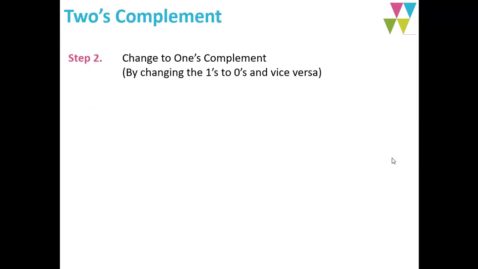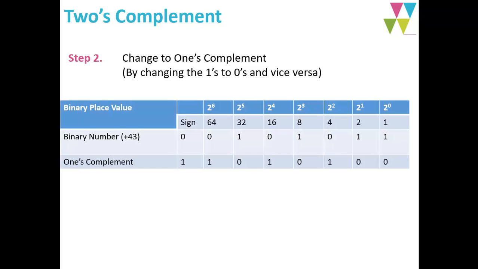The second step then is to convert it to 1's complement. Now, converting it to 1's complement, as you can read, all the 1's become 0's and vice versa. So 0 becomes 1, 0 becomes 1, 1 becomes 0, 0 becomes 1, 1 becomes 0, 0 becomes 1, 1 becomes 0, 1 becomes 0. So this line here is your 1's complement.